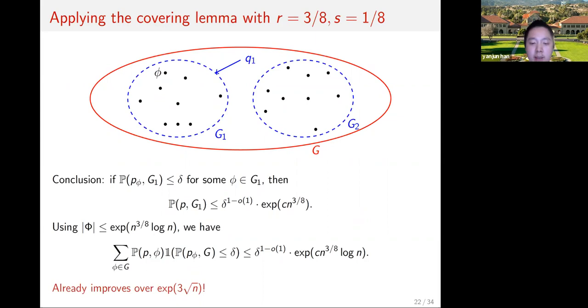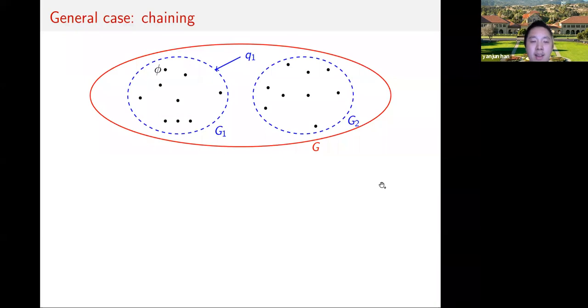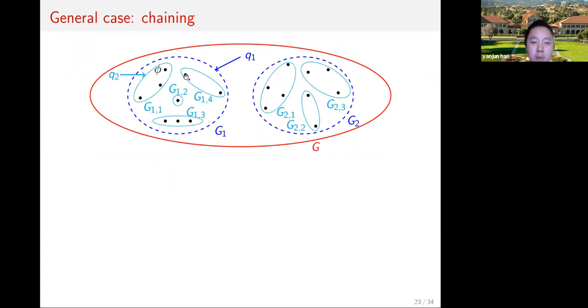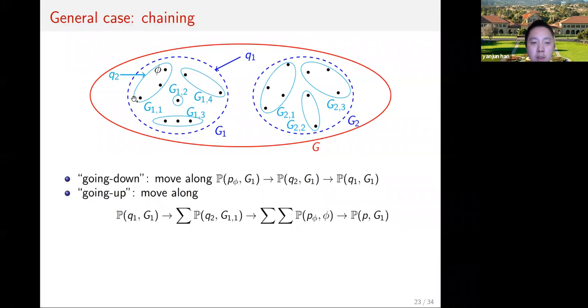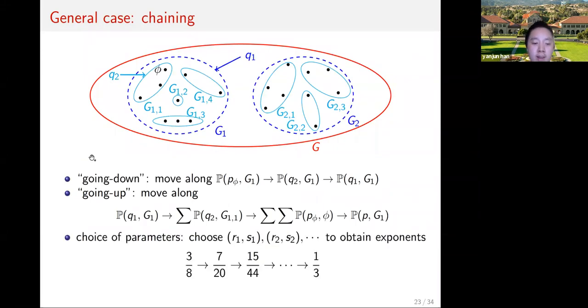Okay, this is actually the best exponent we could obtain if we apply one layer of covering. So we still need to go from 3/8 to 1/3. And this could be done by applying multiple stages of covering, or effectively the chaining idea, which is a standard tool in probability theory. That is, instead of only considering one layer of covering, we also consider a finer covering of the distributions between the PML distribution and the coarse covering Q1. And we can still apply the same going down process and going up process. In the going down process, we move from P phi to Q2 and then to Q1. In the going up process, we move to Q1, to Q2, and to the true distribution P. And finally, we properly choose the parameters to drive the final exponent in the competitive factor from 3/8 to 7/20 and all the way to 1/3. The limiting number will be 1/3.